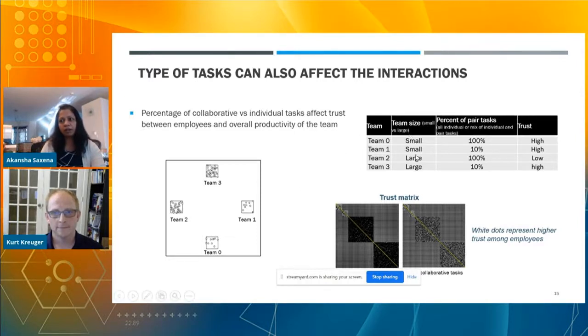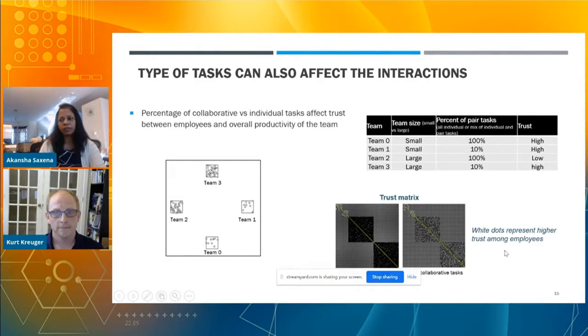And so what we found was that if we have a smaller team with a lot of paired tasks, then essentially a small team with a lot of paired tasks is fine, because they still have trust enough for them to produce high productivity. But as the team starts getting larger, the trust goes down. And if you also throw in the complexity of having paired tasks in a team, then the trust goes down further, and the productivity follows the same aspect.